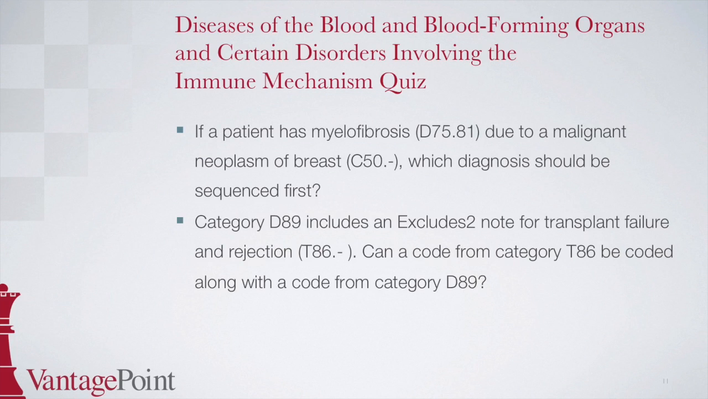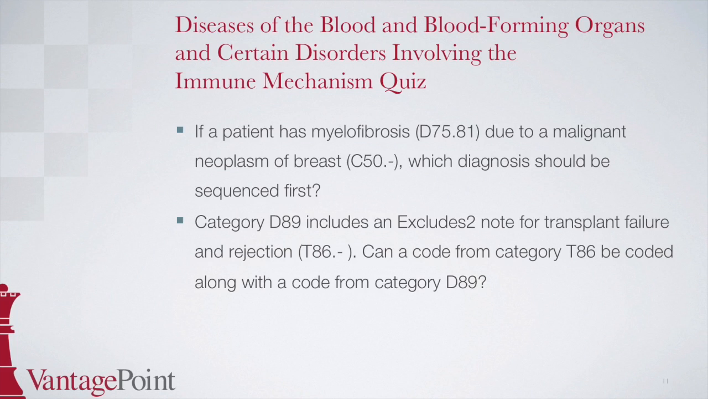Now it's time for our quiz. Our first question is, if a patient has myelofibrosis, which is D75.81, due to a malignant neoplasm of the breast, which is category C50, which diagnosis should be sequenced first? Our second question, category D89 includes an excludes 2 note for transplant failure and rejection, which is category T86. Can a code from category T86 be coded along with a code from category D89? You can pause the webinar to write down your answers and then hit play to find out if you were correct.